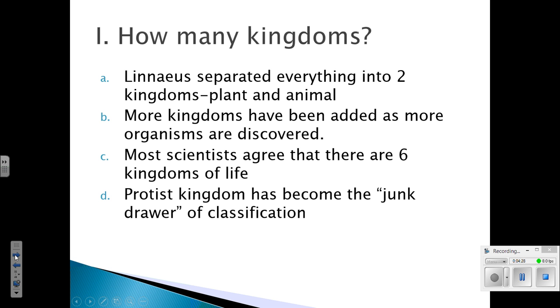So lots of microscopic things. So now we go with the six kingdom system. Obviously that can change if we discover new things. But for now, everything is put into six kingdoms.